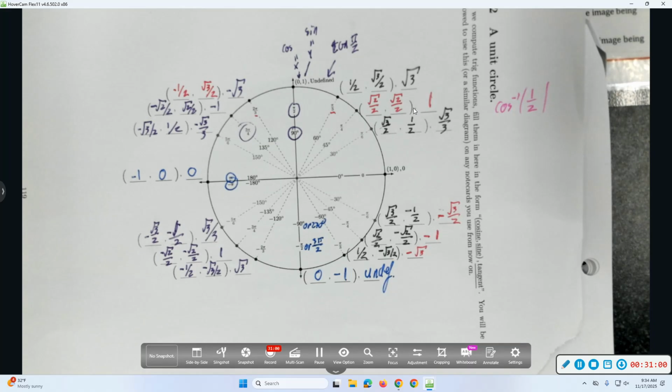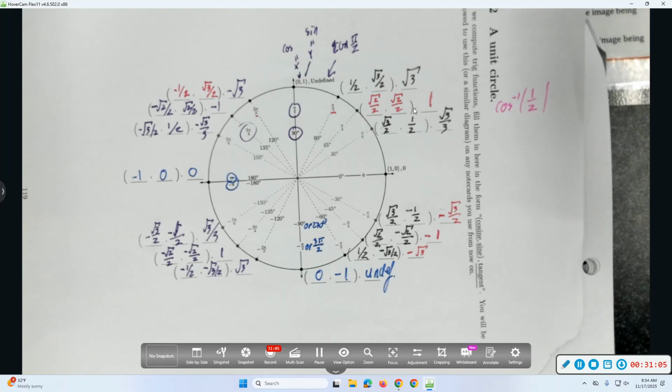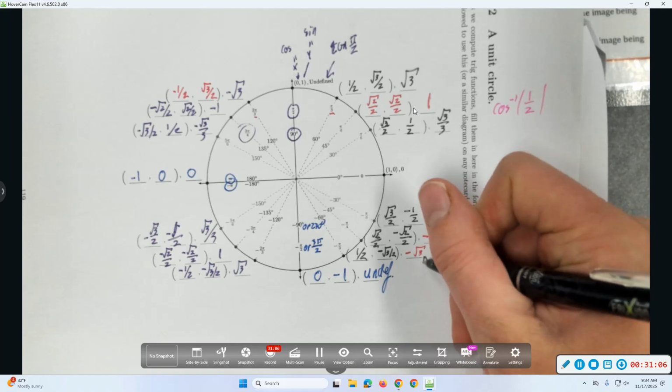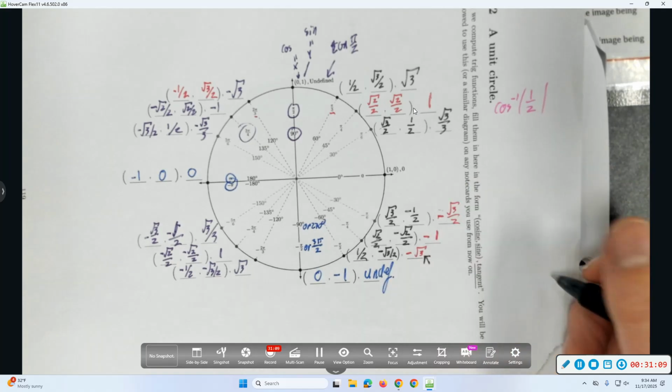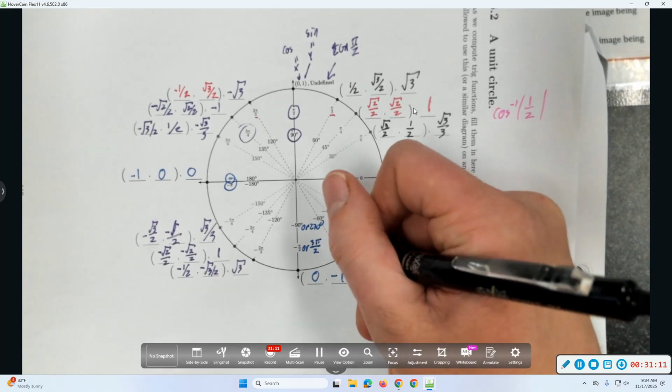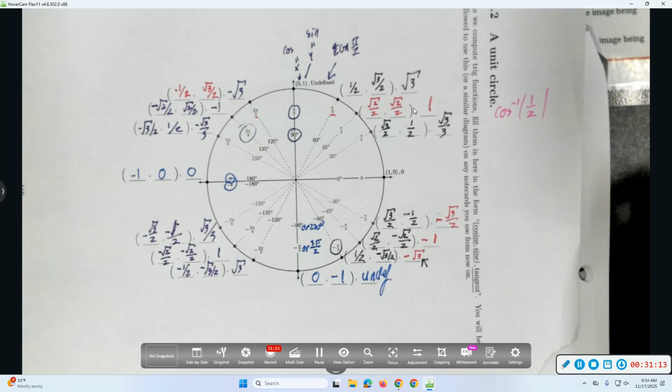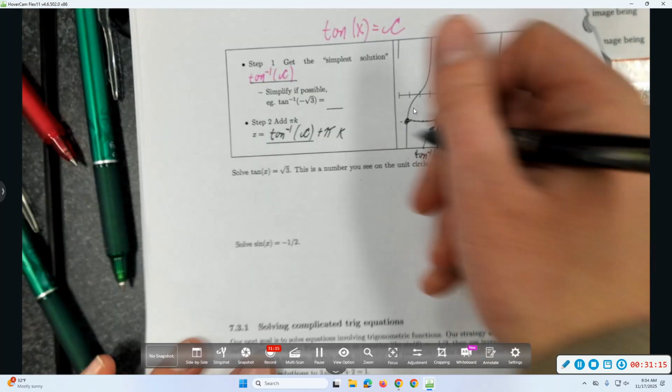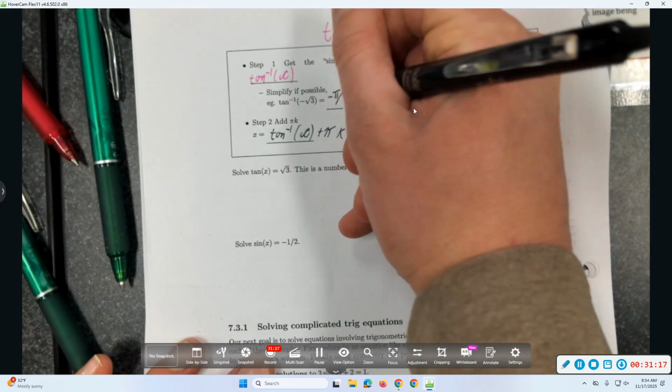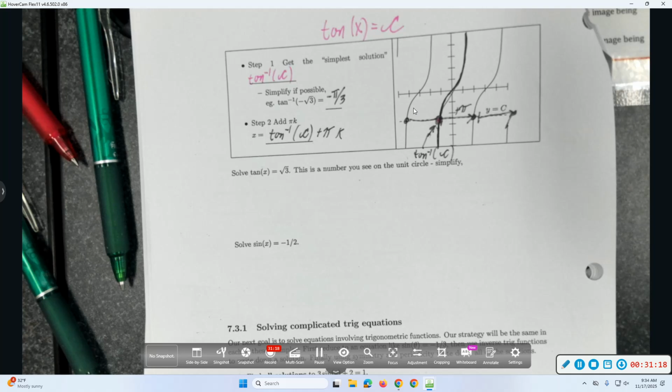Negative root 3. Negative pi. Cool. You would start by saying I want tangent to be negative root 3. That corresponds to an angle of pi over 3. Negative pi over 3. Cool. That feel pretty good?